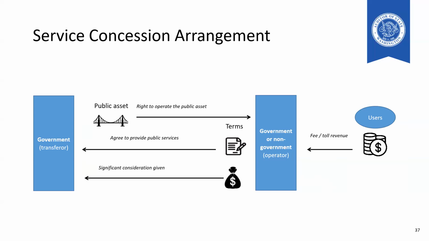And the operator is going to be compensated by the people using the toll bridge rather than the government paying them for the service. Now, in this case, the government would also be able to set the prices that the operator is allowed to charge for the tolls and determine who the operator is required to provide the services to.